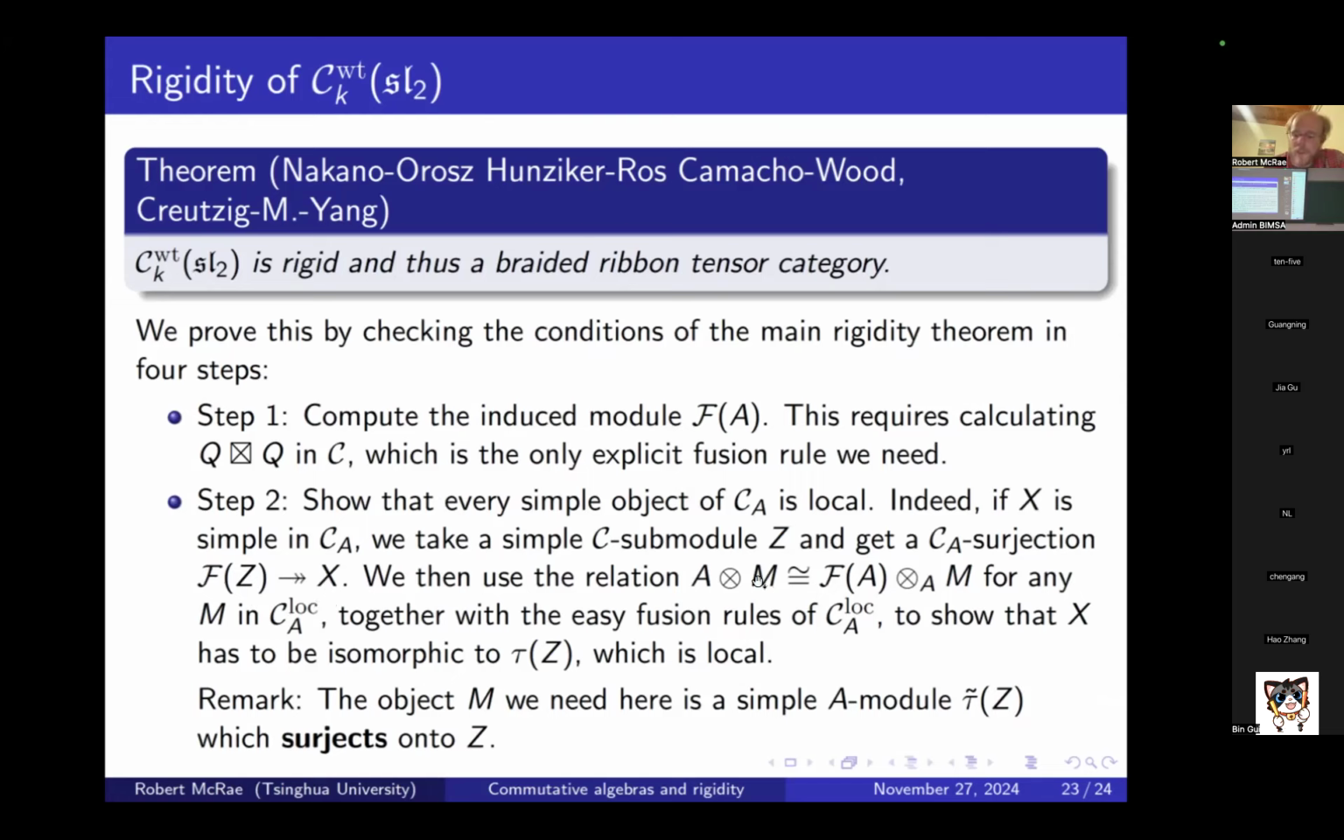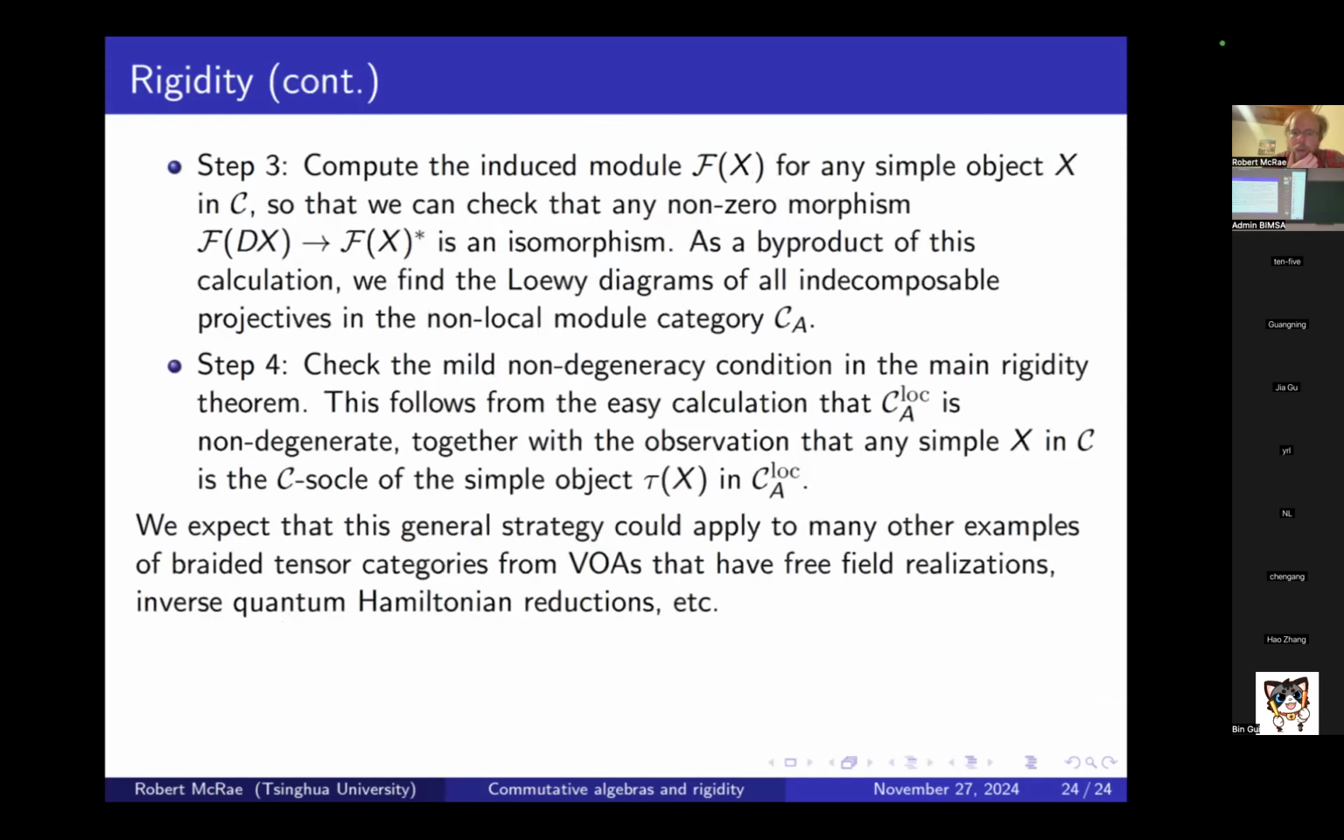There's a very nice relationship that says that if you look at the induction of any object of CA loc, then as an object of C, you can write it as some kind of tensor product in CA. And we already computed what f of A was. We know what the fusion rules in CA loc are because they're very easy. So this gives us a lot of information that allows us to prove that any simple quotient of f of Z has to be local. Maybe I won't say anything too much more about that.